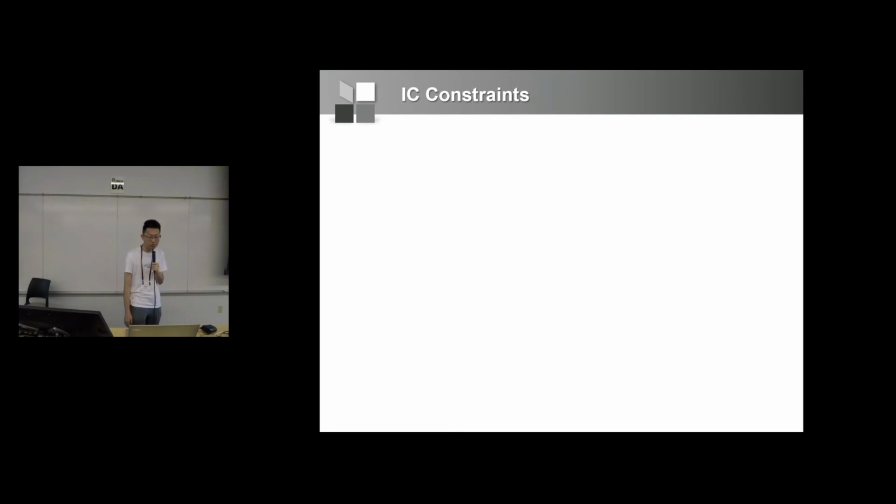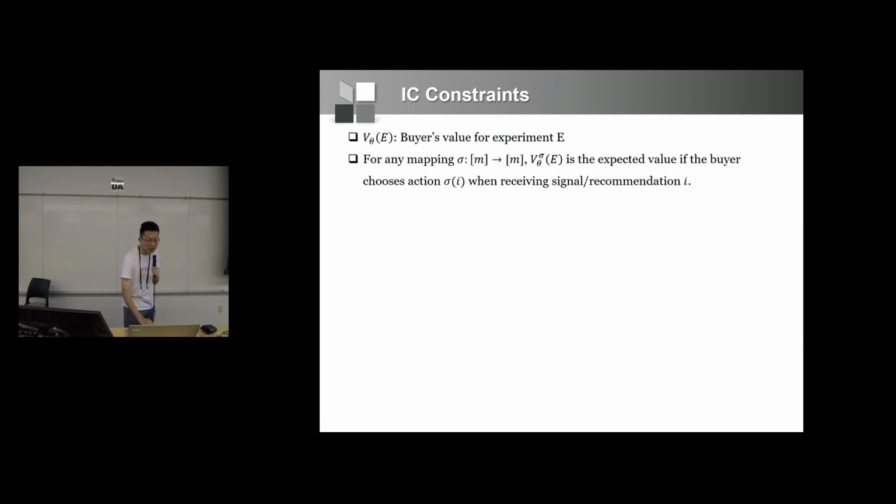Okay, so let me show you some proof sketch. Before going to the proof, to see the challenge of studying the optimal mechanism, let's take a closer look at the IC constraints. So here, let me provide some notations.